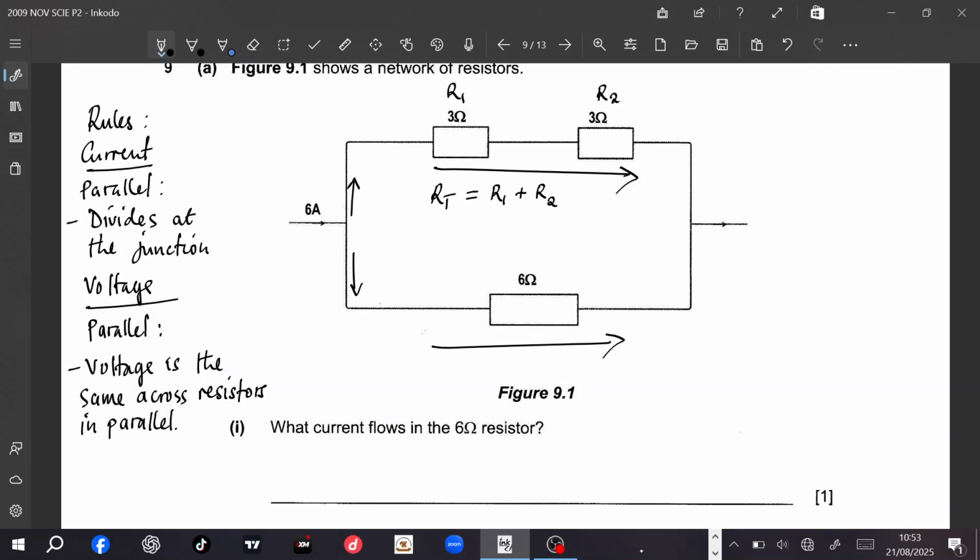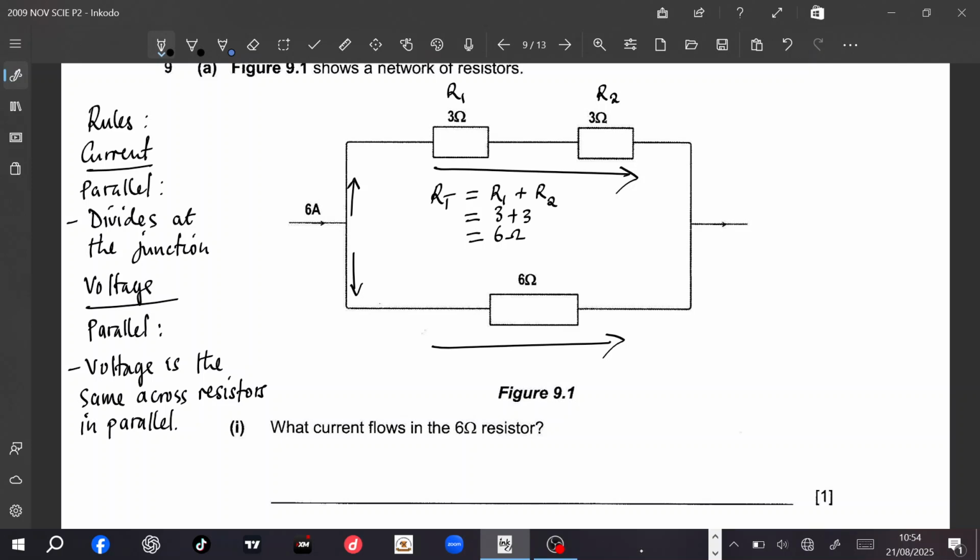Then we add them: 3 ohm plus 3 ohm, we get 6 ohm. Meaning that this upper route has a 6 ohm resistance. But when we check the bottom, the down route also has a 6 ohm resistor. Meaning that equal current should flow through these resistors. So if they ask what current flows in the 6 ohm resistor down here, since we have 6 amps coming, it should divide equally.